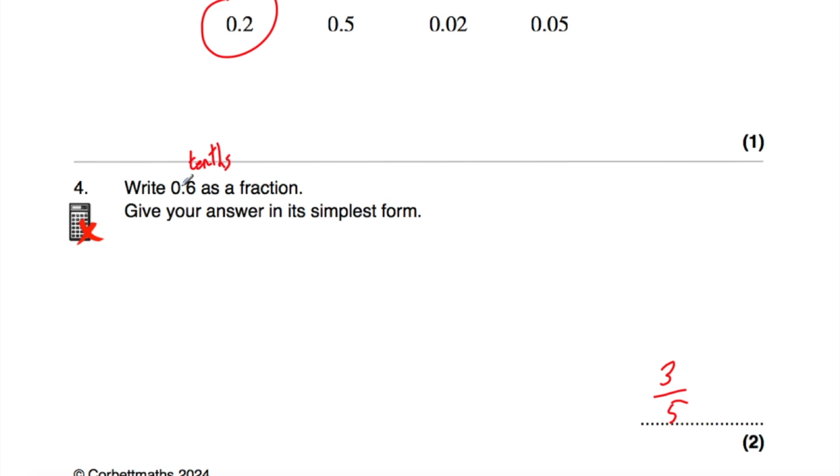So that's 6/10, and then 6/10 would cancel down to 3/5, just dividing both of those numbers by 2. So 0.6 as a fraction would be 3/5. Now also remember, it's quite useful to remember that 0.2 is 1/5, 0.4 is 2/5, 0.6 is equal to 3/5, and so on. Okay, let's look at our next question, question number 5.